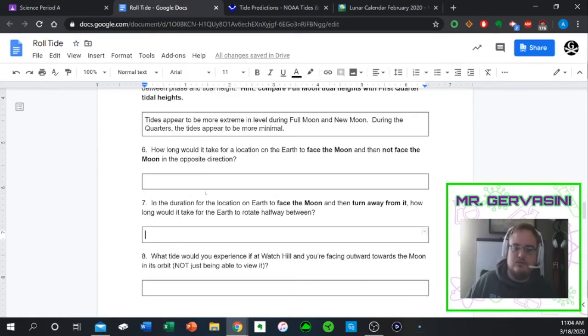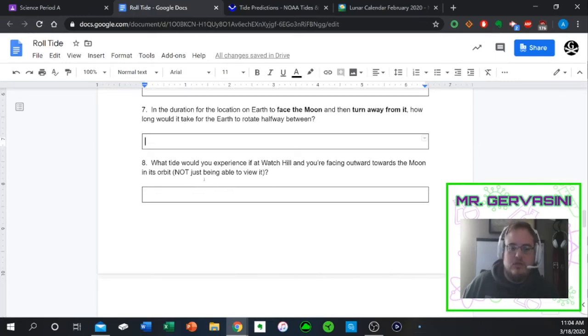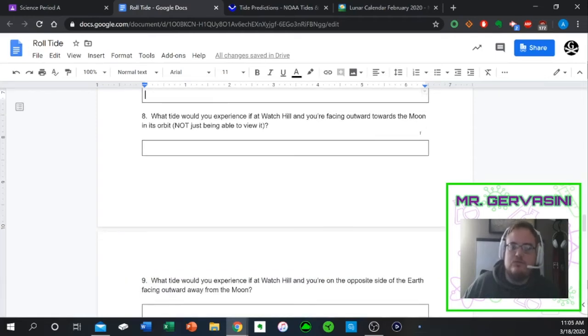All right. So these two questions are trying to help you understand that it's the Earth's rotation and the position of the moon that's going to relate to our tides. All right. 8. What tide would you experience if at Watch Hill you're facing out towards the moon in its orbit, but not just being able to view it? So what tide would you have if you were facing the moon?